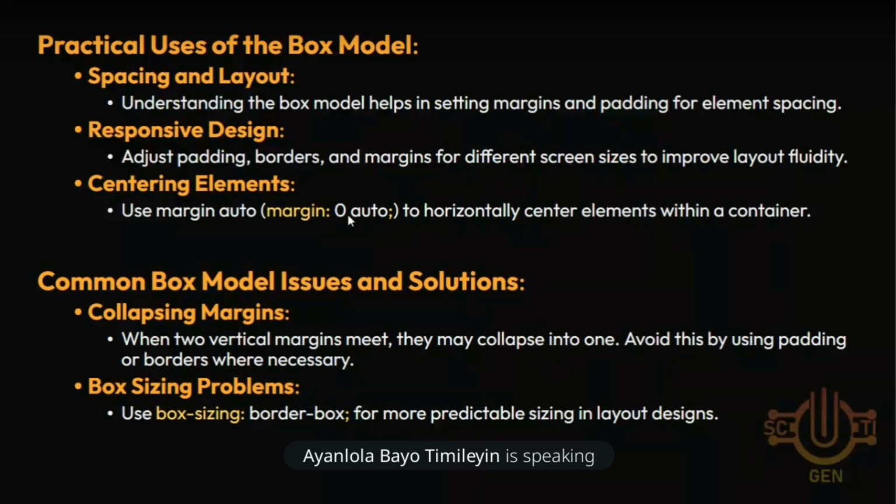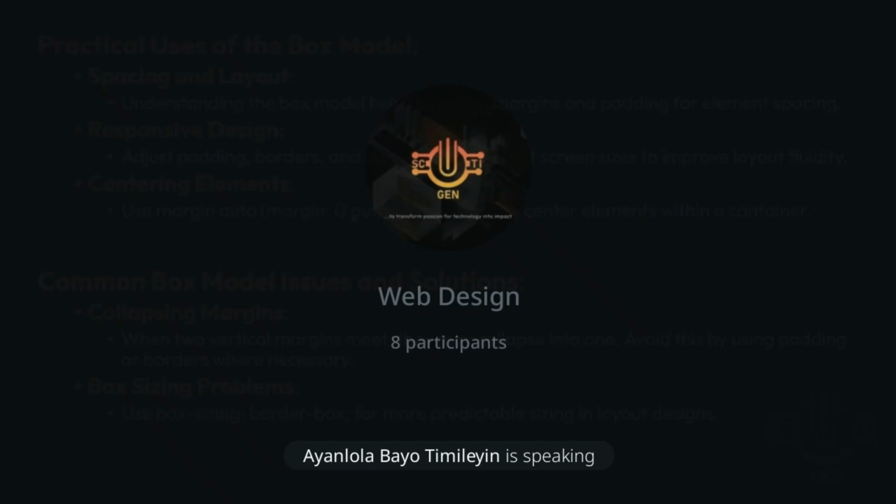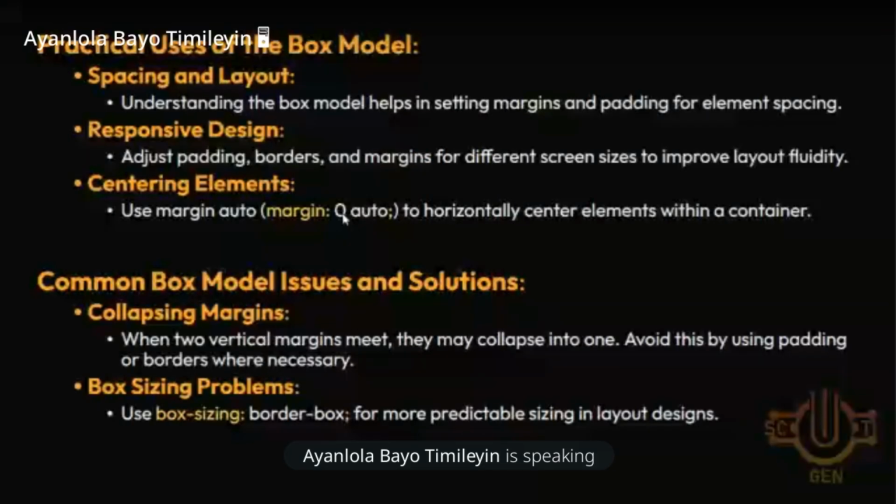Now this margin has two values, right? Zero and auto. Remember, if you have two values, the first one goes to the top and bottom, and then the second value goes to the left and right. So zero goes to the top and bottom, and auto goes to left and right. What this means is that it's going to keep that element in the center of its container, horizontally centering the element within the container. Let's see this first before we look at box sizing. But before then, let's read up this content and then we move on to the next thing.